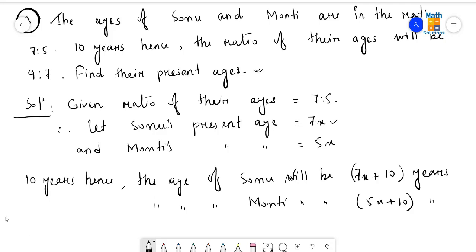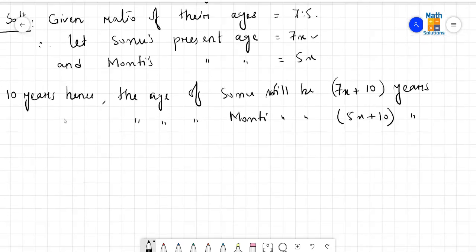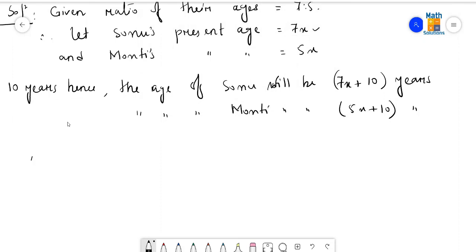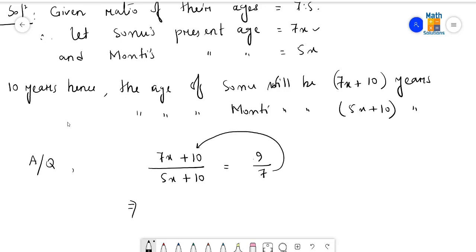Now according to question, the ratio of their new ages is given to be 9:7. So what can we write next? According to question, we can write 7x plus 10 divided by 5x plus 10, that is equal to 9/7. So after this, of course, we have to perform cross multiplication. 7 should be multiplied to this part and 9 should get multiplied with this part. So 7 into 7x plus 10, that is equal to 9 into 5x plus 10 we shall get here.